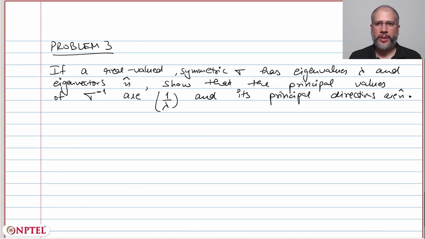Problem 3 says that if a real valued symmetric second order tensor sigma has the eigenvalues lambda and eigenvectors n hat, we have to show that the principal values of sigma inverse are 1 by lambdas and its principal directions are the same n hats. So this requires us to relate the principal values and directions of sigma with sigma inverse. So let us solve the problem.